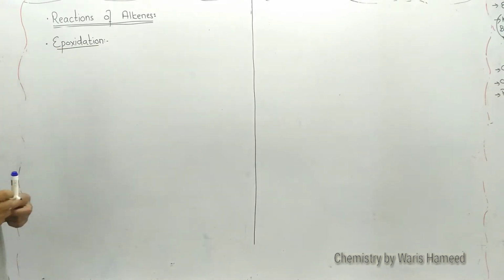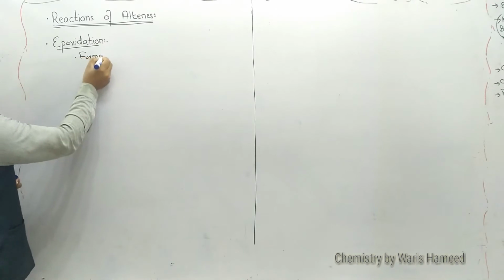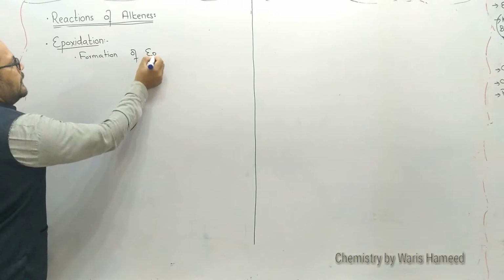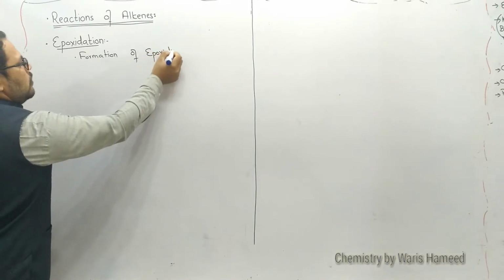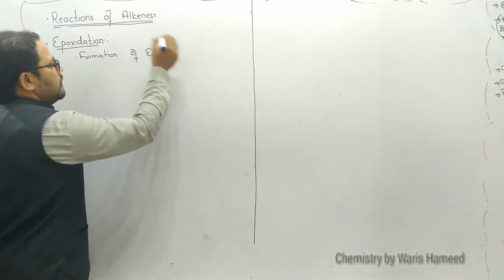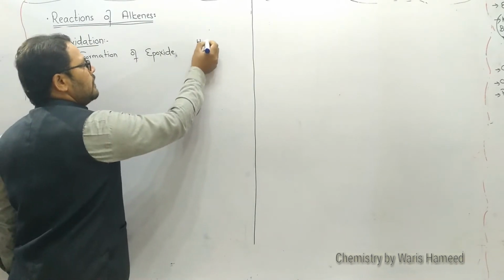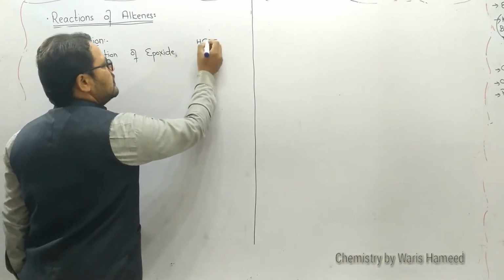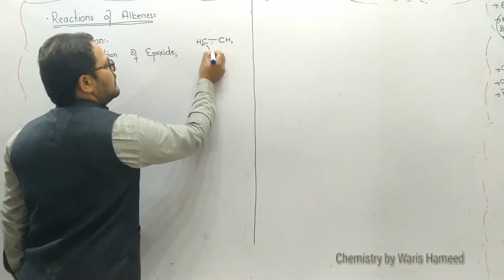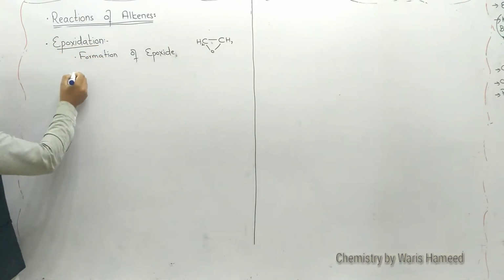It is the formation of epoxide. What is epoxide? Epoxide is actually a cyclic ether, CH2 single bond CH2 with an oxygen bridging both carbons. It's epoxide, and how is it formed?